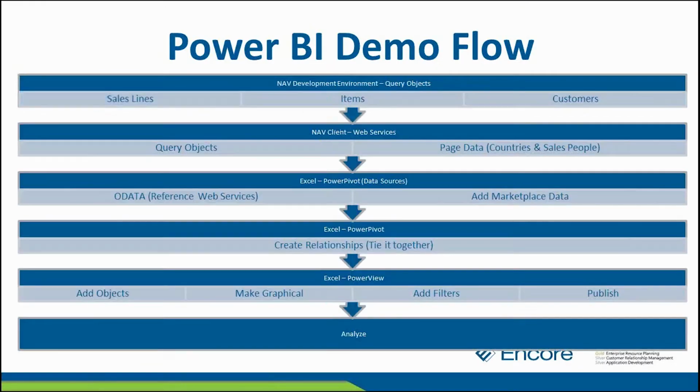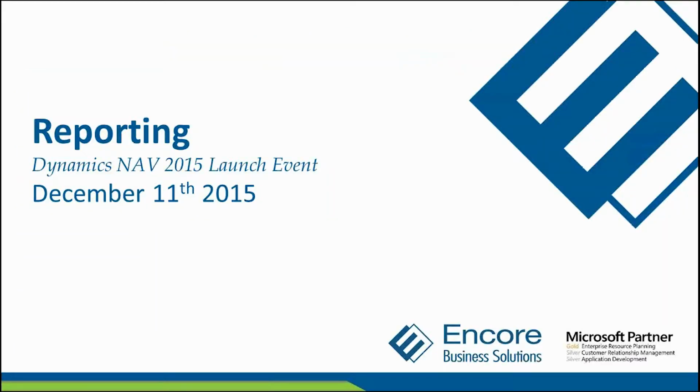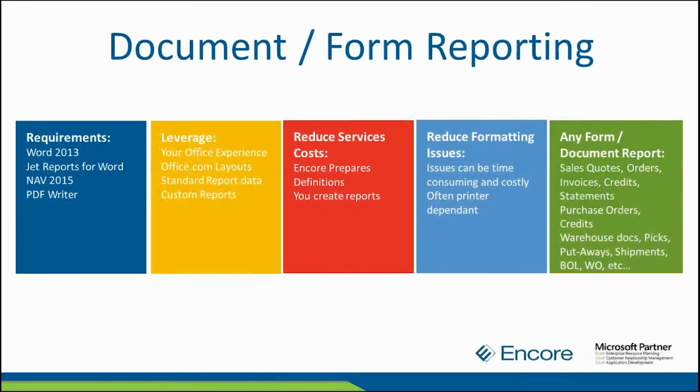The next thing I wanted to get into was reporting, and for this section I'm going to hand over to Tony. I don't want to go through too much of this before handing it over. Just know that in order to do what Tony is about to do, you need a few things. You need Word 2013. You need a free Jet Reports add-in for NAV 2015. You need NAV 2015. This does not work in 2013 R2 or prior. And you need some sort of PDF writer or Microsoft Reader or something along those lines. Okay. So Tony, we're handing over to you now.